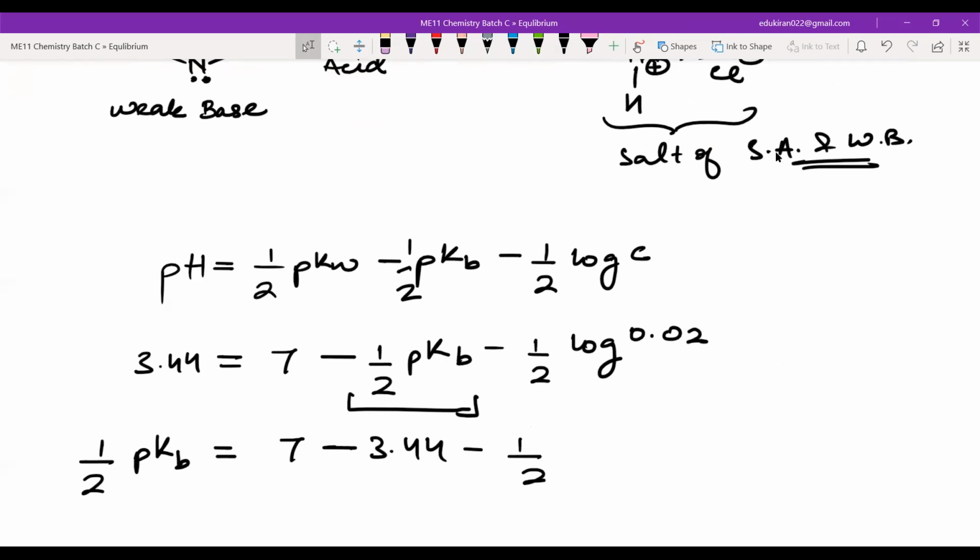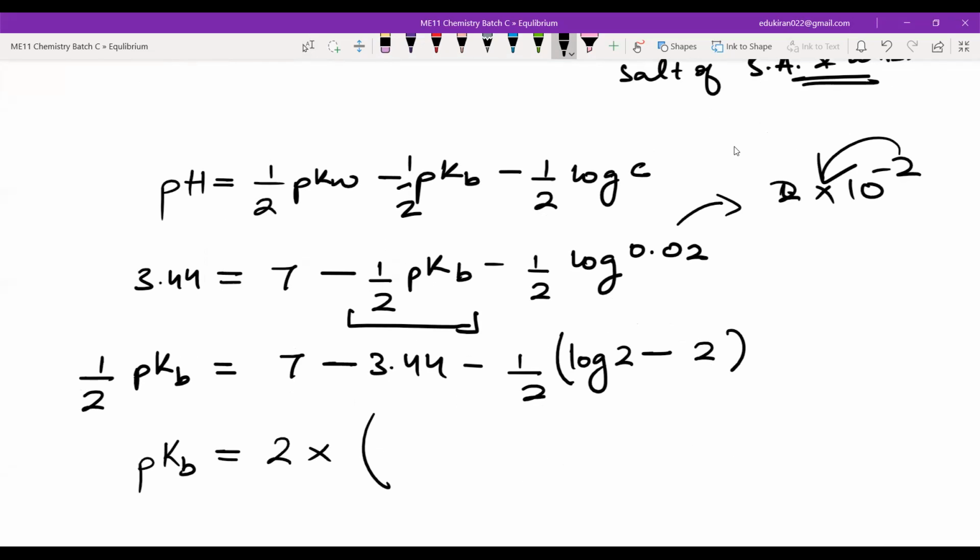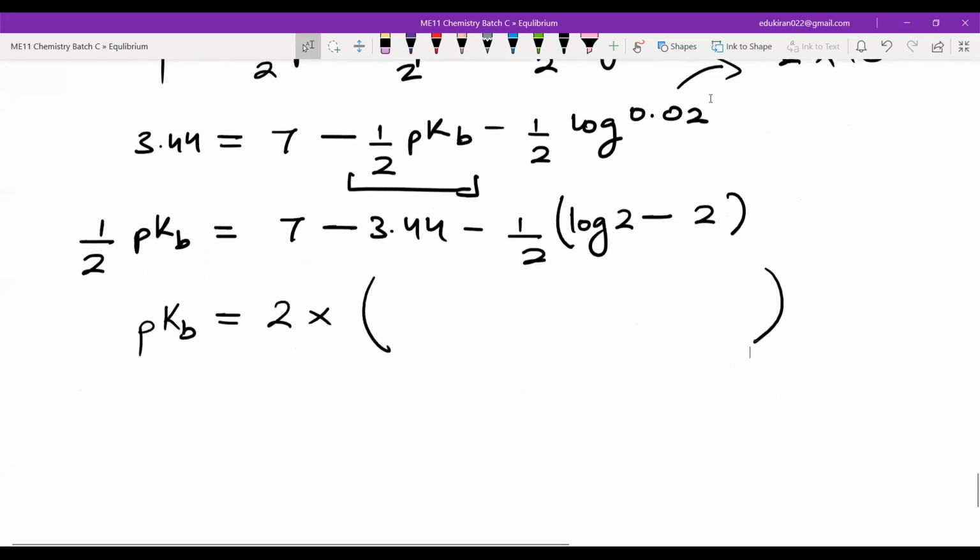That means 10 to the power of log of 2 minus 2, right guys? Because I can write this as 2 into 10 to the power minus 2. So this minus 2 will come below the log, and that will be equal to log 2 minus 2. Now you can write the pKb. You can calculate this value and multiply it by 2. That is 7 minus 3.44 and half log 2 minus 2. We'll calculate this, then you will get the pKb.